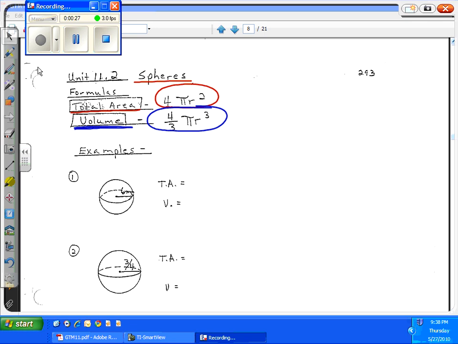Total surface area, or total area of a sphere, 4 pi r squared. Total volume, 4/3 pi r cubed.